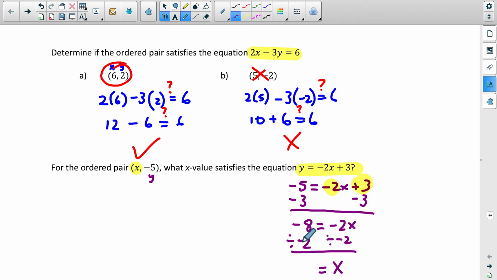Over here, you've got a negative divided by a negative, so it's positive. 8 divided by 2 is 4, and you're done. If we made the point 4, negative 5, then it would satisfy the equation. You can try it out if you want.